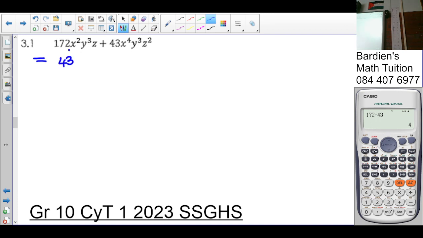For x squared and x to the power 4, x squared is the smaller one of the two. Y cubed and y cubed, y cubed is the same. Z and z squared, z. So that is your common factor.